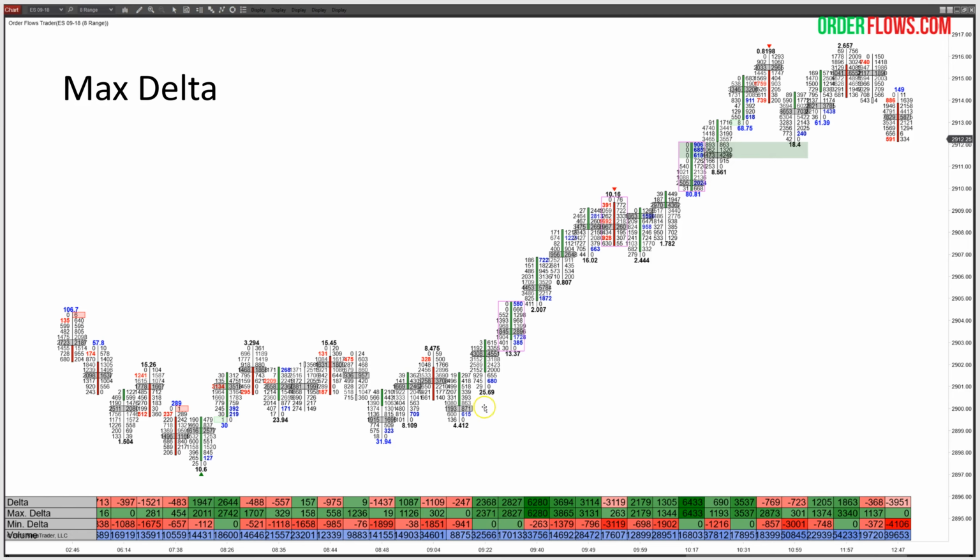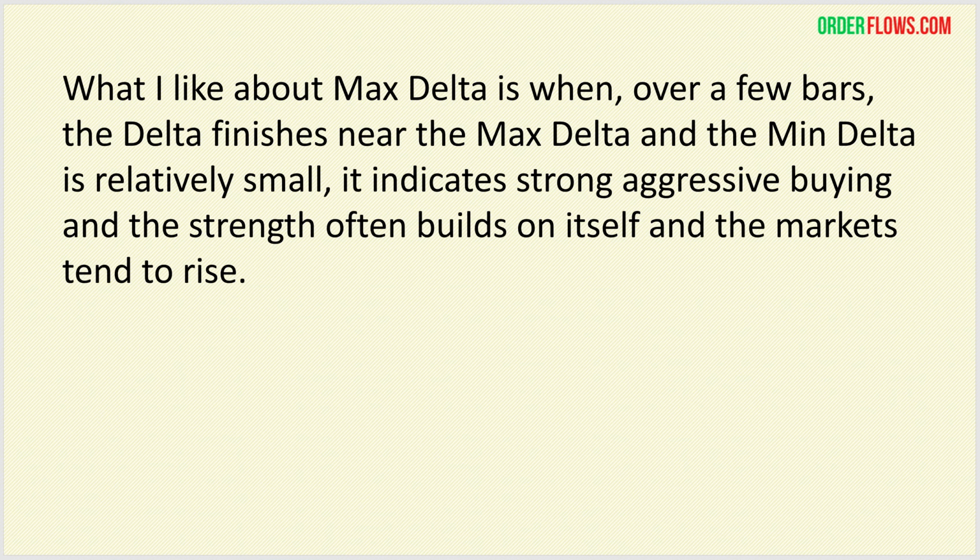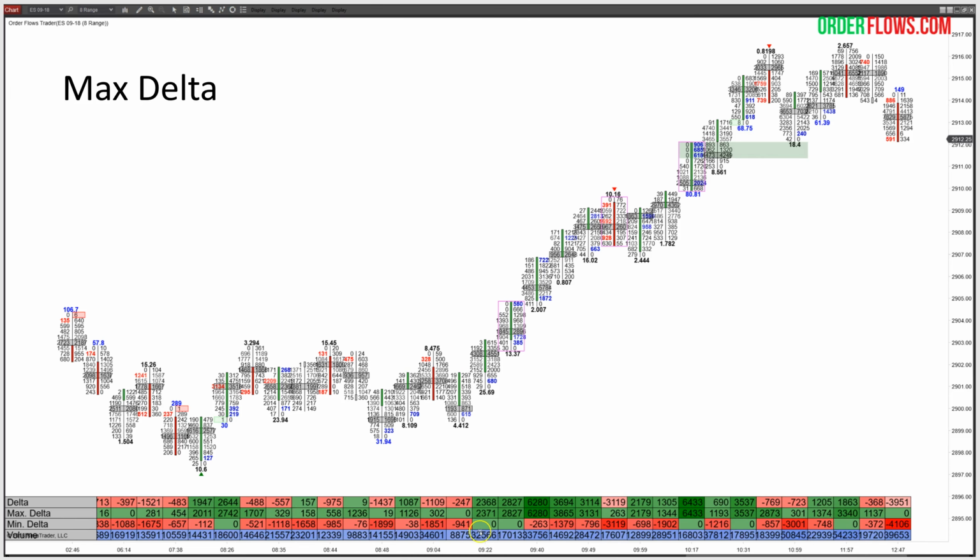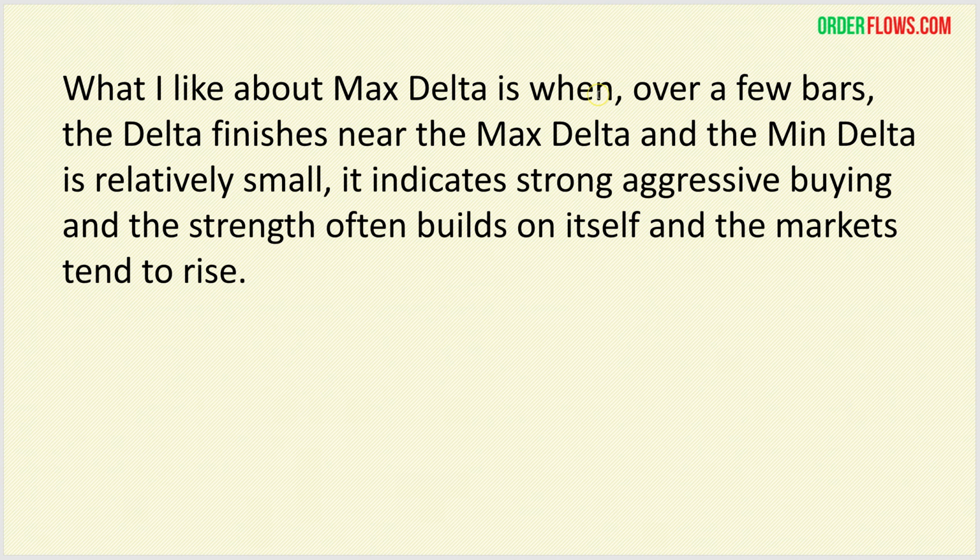So it's just aggressive buying dominating this market at this time, and that's a sign of very strong aggressive buying. When you see signs of very strong aggressive buying, the market's going to be going up. The market's not going to be going down when it's dominated by strong aggressive buyers. What I like about max delta is when over a few bars the delta finishes near the max delta and the min delta is relatively small, like this, 0, 0, that's your min delta. It's basically telling me that strong aggressive buying is occurring in the market, and the strength often builds on itself and the markets tend to rise.